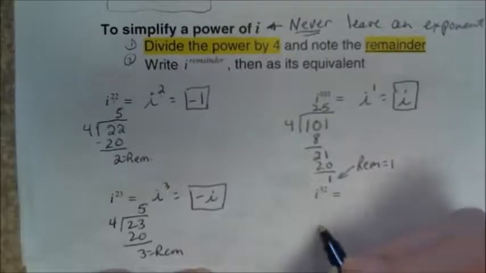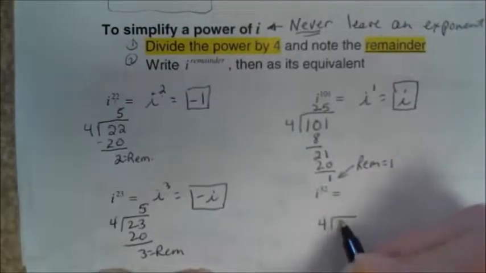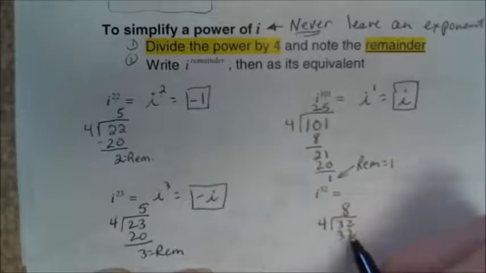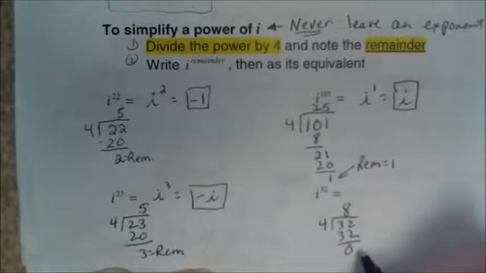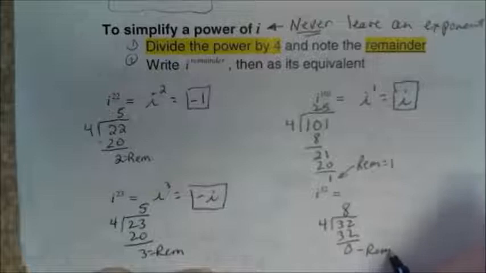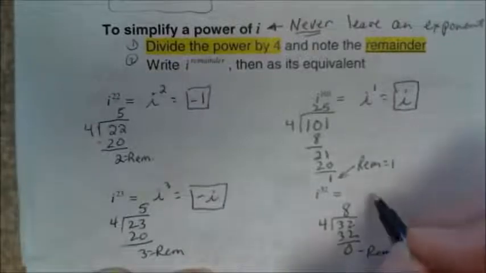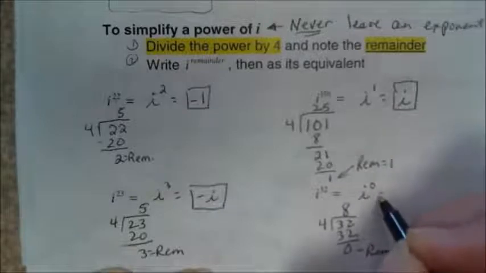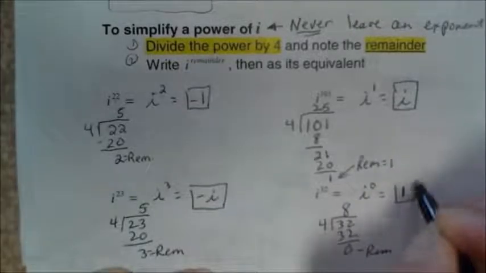I to the 32. How many times does 4 go into 32? Well, 4 times 8 is 32, and you get a remainder of 0. So I to the 32 is the same thing as I to the 0, and anything to the 0 is equal to +1.